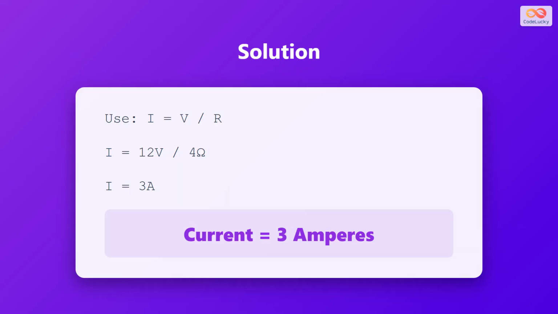To solve this problem, we use the formula I equals V divided by R, substituting our values. I equals 12 volts divided by 4 ohms. Performing the division, we get I equals 3 amperes. Therefore, the current flowing through the circuit is 3 amperes. This demonstrates how Ohm's law allows us to calculate any unknown quantity when we know the other two.